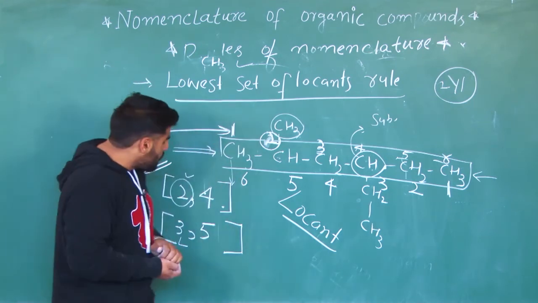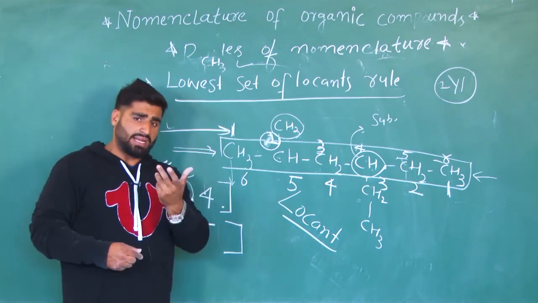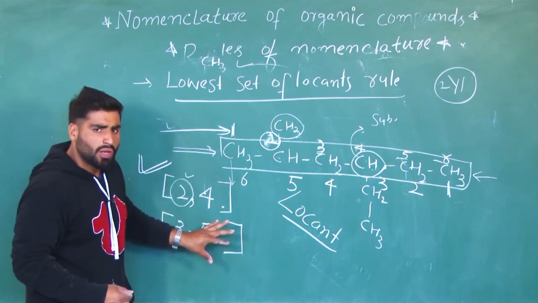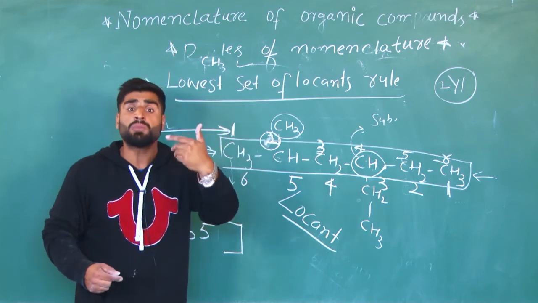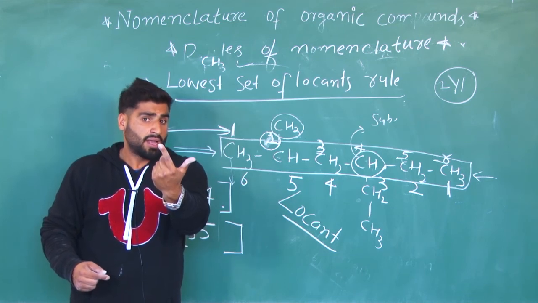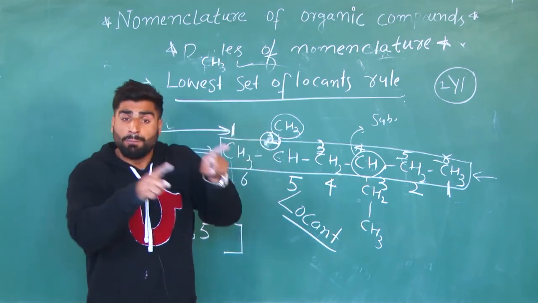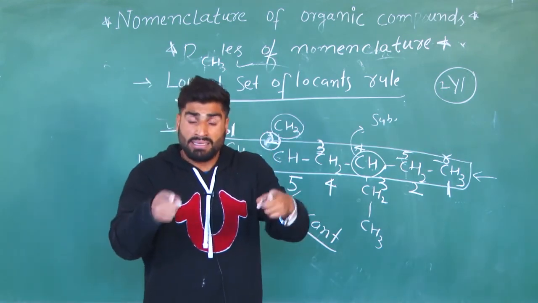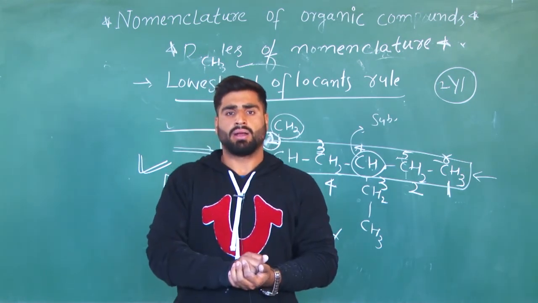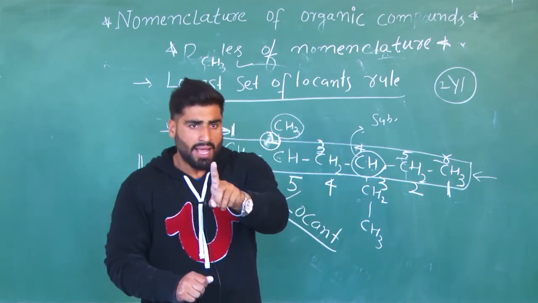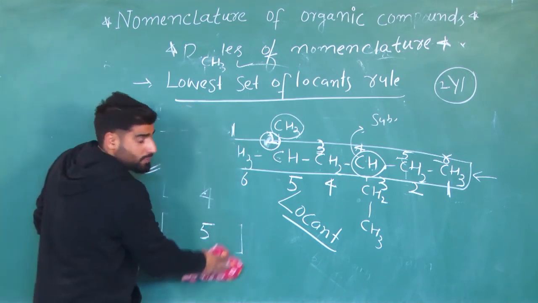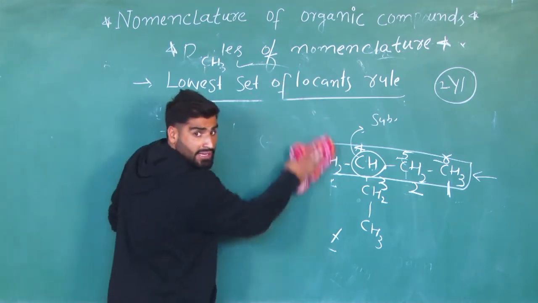In some cases, you might get very complex data. You might have the same locants 2, 2, then 3, 3, then 4, 4. The moment you get the first point of difference, at that very point you will compare the two locants. The set that has the lowest value of locant will be preferred for the numbering. I will cite this with another example. It may take me 1 or 2 minutes to clarify this example.